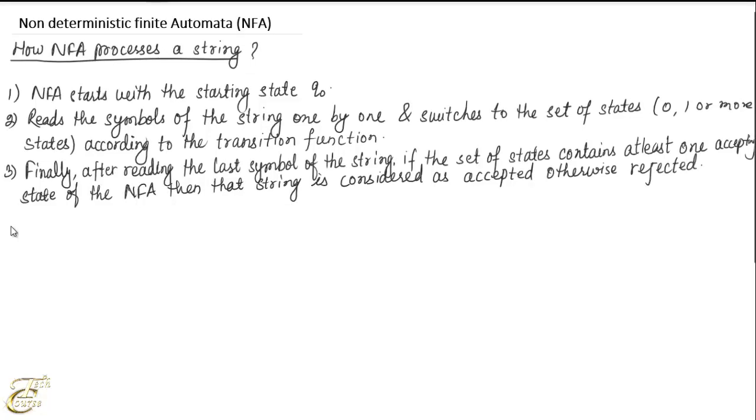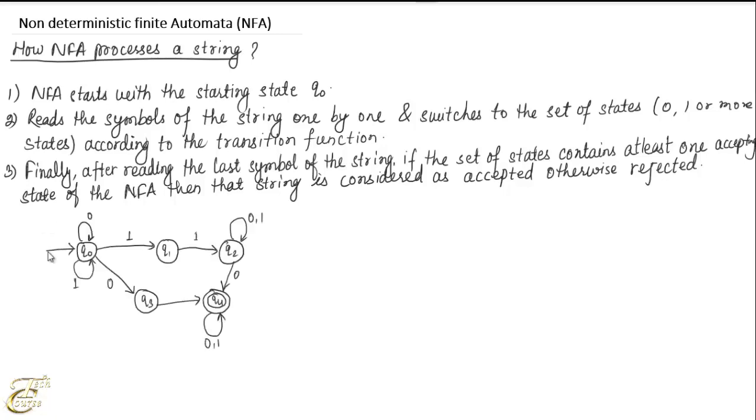Now let's understand this by taking an example of NFA. Consider an NFA. Now let us suppose we have to determine whether the string 0100 is accepted or rejected by this NFA. For this, the NFA processes this string as follows. Initially, the machine is in the starting state, that is Q0. Now reading the first symbol, that is 0, in Q0 reaches the state either Q0 or Q3, since there are two alternatives on reading the symbol 0 in Q0 state.